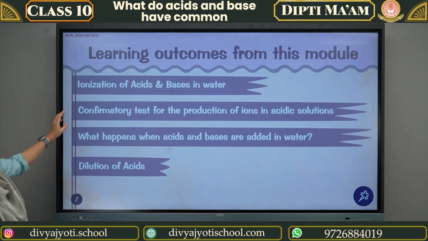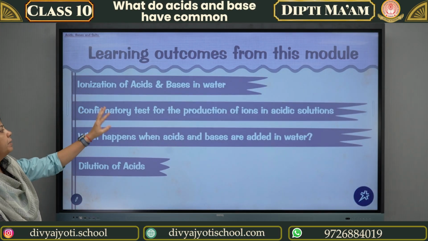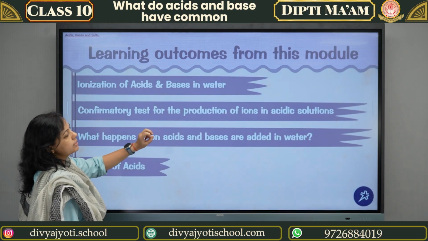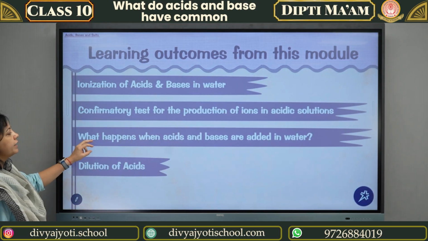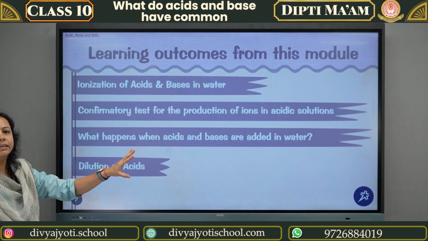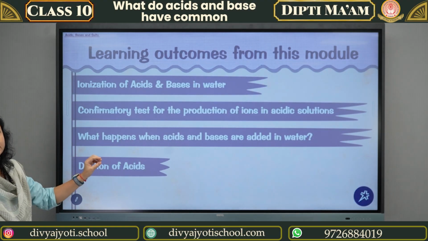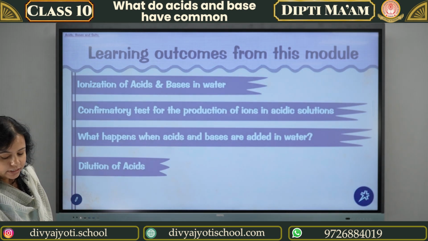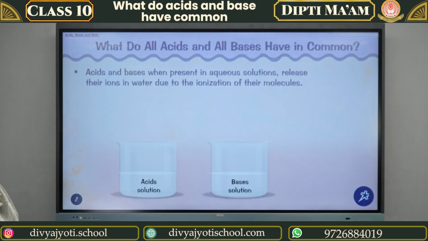The first one is the ionization of acid and base in water. Then, a confirmation test for the production of ions in acidic solution. What happens when acid and base are added in water? And what is the meaning of the dilution of the acid? So let's see the first thing: what is the meaning of ionization?